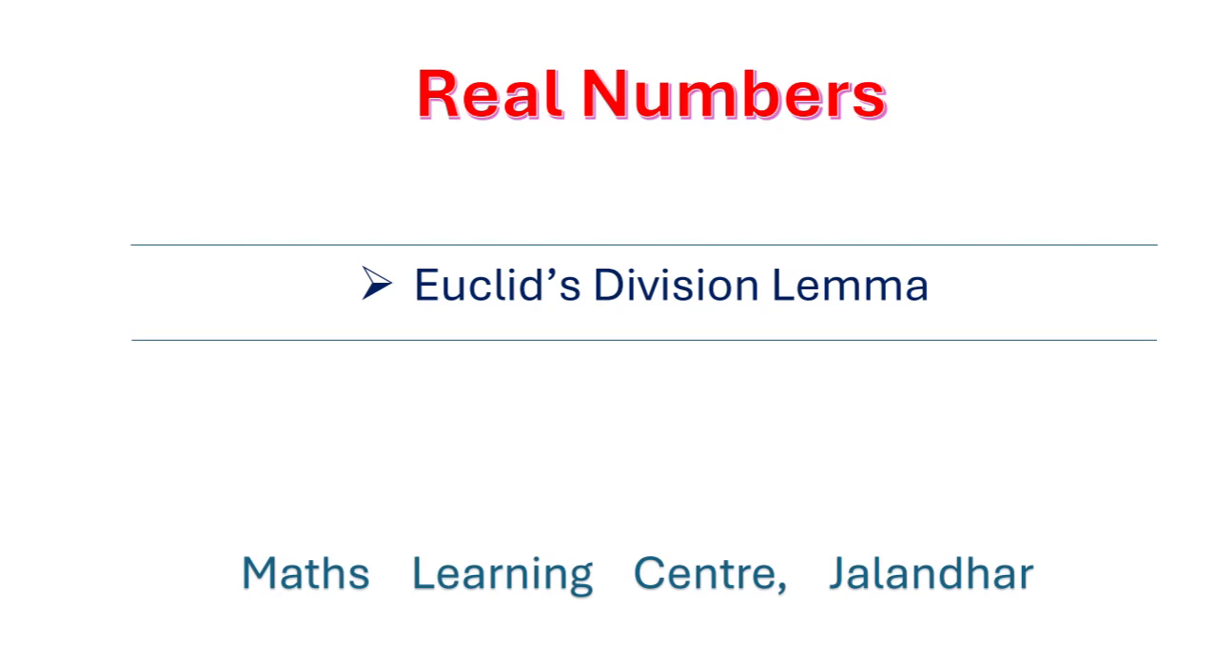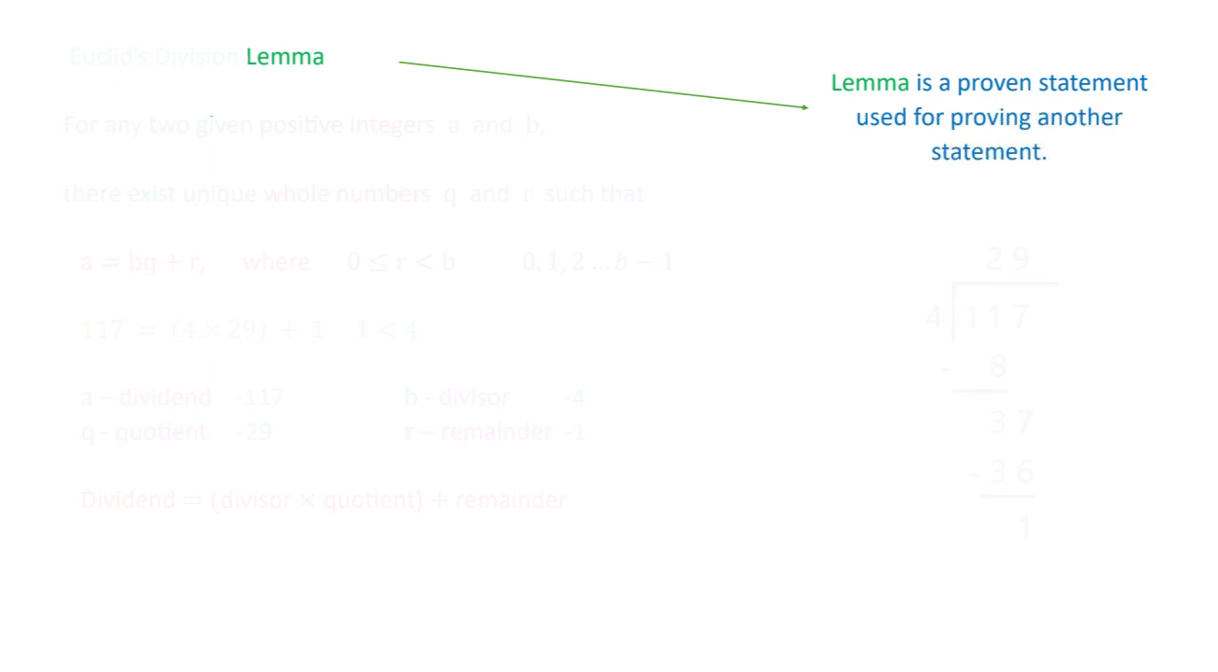In this presentation on real numbers, we are going to talk about Euclid's division lemma. So the first term we come across over here is this term lemma. A lemma is just a proven statement that is used to prove another statement.